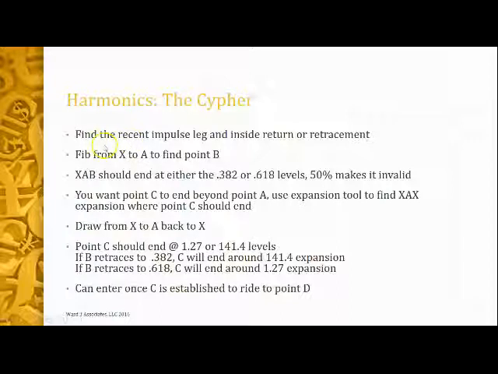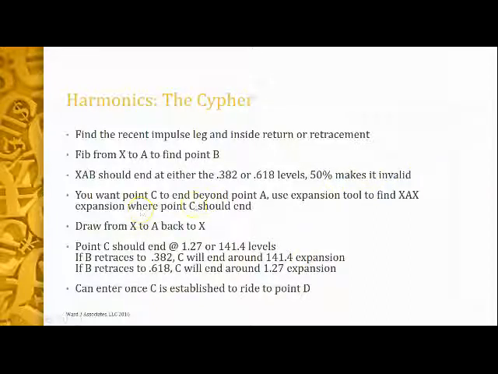So what you want to do for the cipher is find the most recent impulse leg and inside return or retracement. Fib from XA to find your midpoint B. XAB should end either at the 382 or the 618 levels. But the 50% level makes it invalid. If it ends at the 50%, that's an invalid cipher.